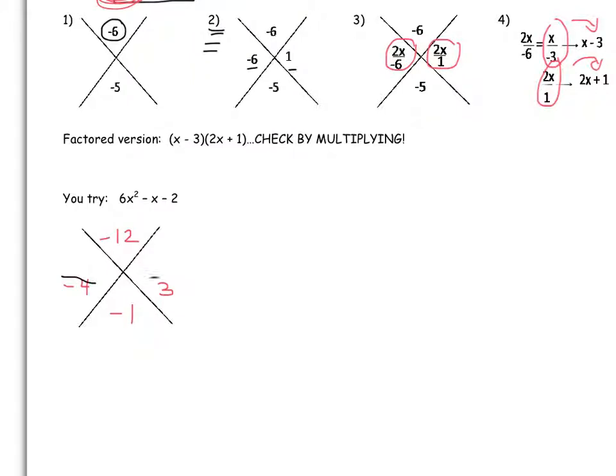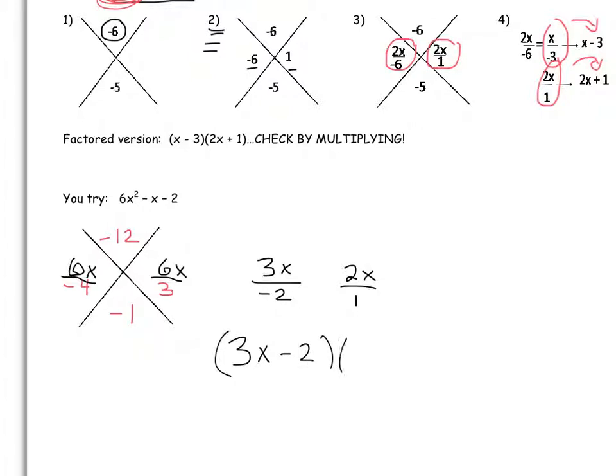Then we put the 6x on the top of both of those, and then we reduce those fractions. So 6x over -4 would be 3x over a -2, and 6x over 3 would be 2x over 1. So that becomes 3x minus 2 and 2x plus 1. And that's it. That's how you factor one of those using the old diamond cutter. Let's call it the diamond cutter method.